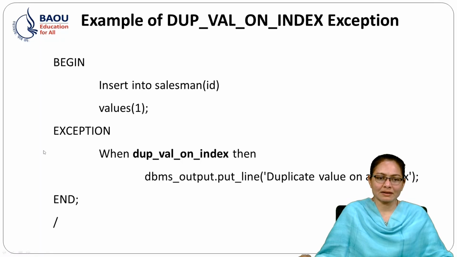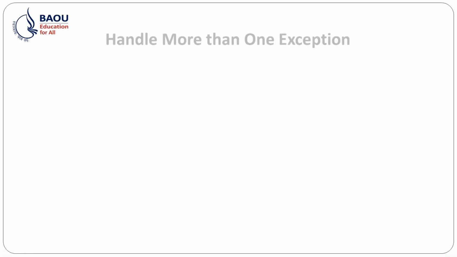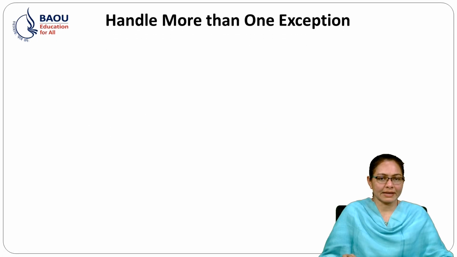This error is handled by the exception section: when duplicate value on index occurs, this message is displayed. If you do not write this exception, then it will generate the duplicate value error. So the error is handled by this exception. When the exception section is included, the program is executed normally.